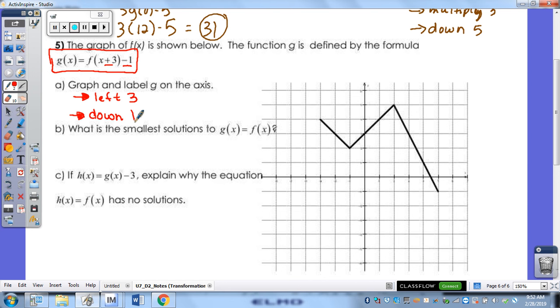So to graph your g of x function, you just have to take each point and move it left 3 and then down 1. So I'll start over here with this one. I'm going to go left 3, down 1, and that's where that new point should be. And then this one, I'm going to go left 3, 1, 2, 3, and then down 1.